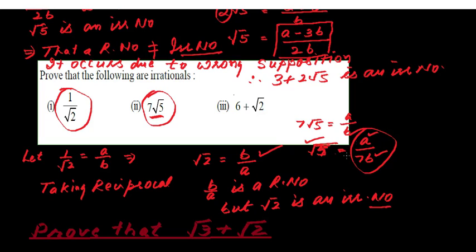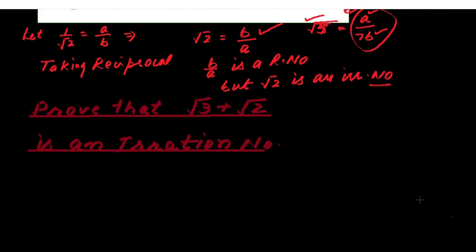Due to this contradiction, we arrive at the conclusion that 7√5 was irrational, and this sum can be attempted in the same manner. I am taking one more example for you. All these are simple. Based on the theorem, prove that √2 and √3 are irrational numbers. I am taking this example once again.